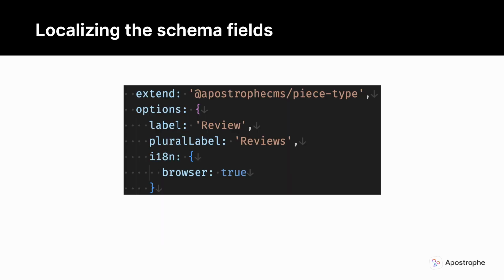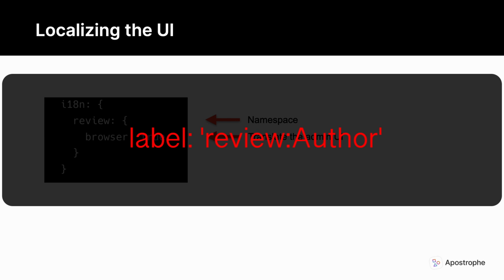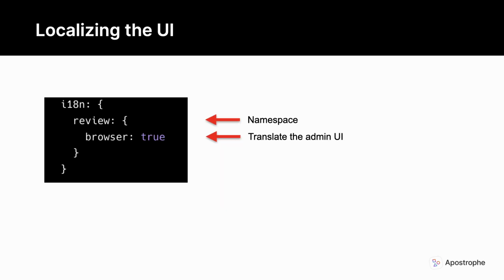In this case, since we are localizing the strings within a single project, we aren't using a namespace. If we were intending on distributing this module to multiple projects as a package, we would need to make a few changes to our index.js file. First, we would need to prefix all the label strings to be translated with the namespace. For example, label: review:author. Second, we would need to move the i18n property out of the options object to be a top-level property. That property would then receive a namespace named object with the browser: true property.